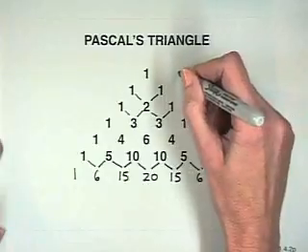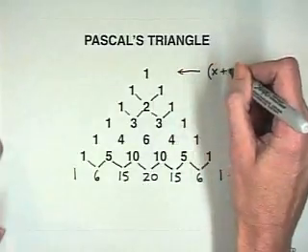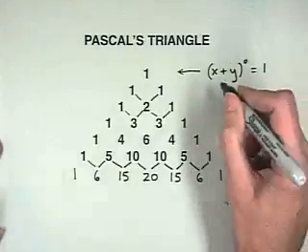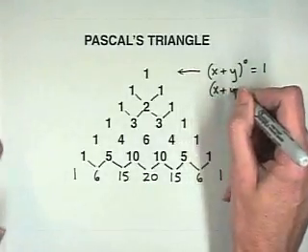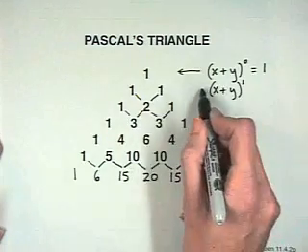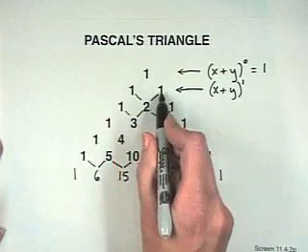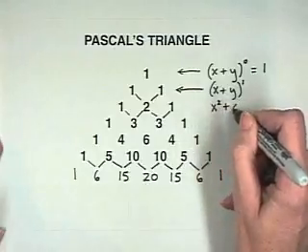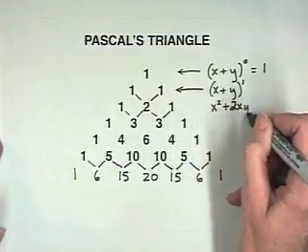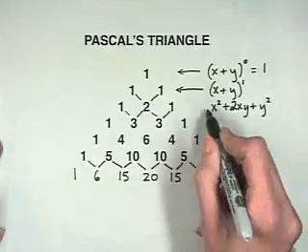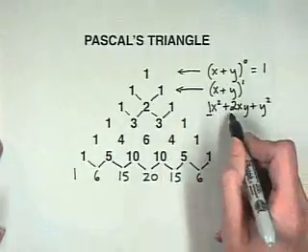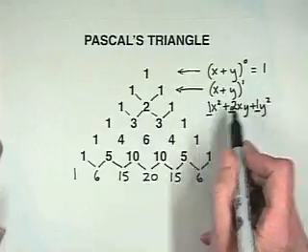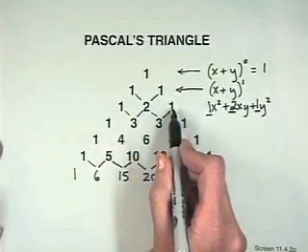You may recall that when we had x plus y to the 0 power, the value of that was 1. When we looked at x plus y to the first power, our coefficients are 1x and 1y. X plus y squared, recall, gave us x squared plus 2xy plus y squared. We have a coefficient of 1 in my first term, 2 in the second, and 1 in the third. That's the 1, 2, 1 that we see on this row.